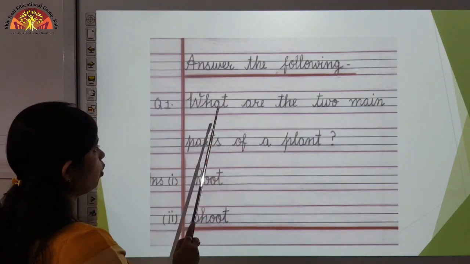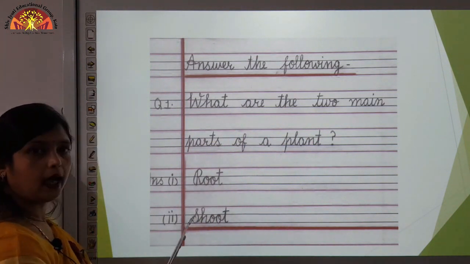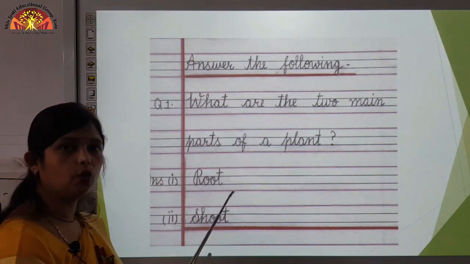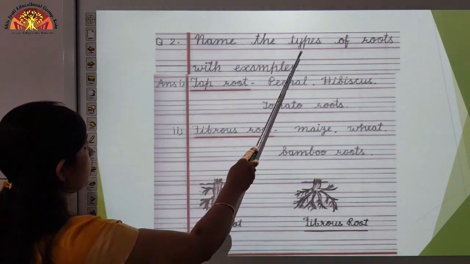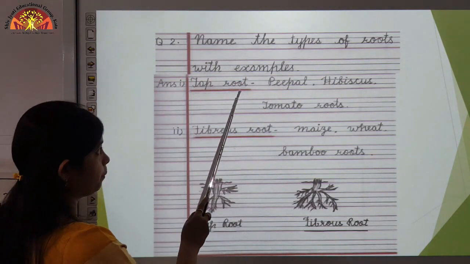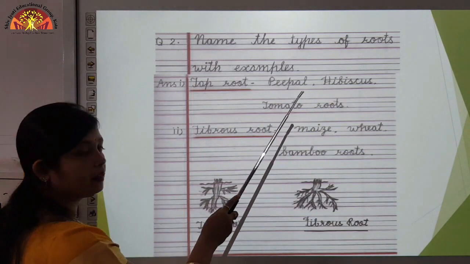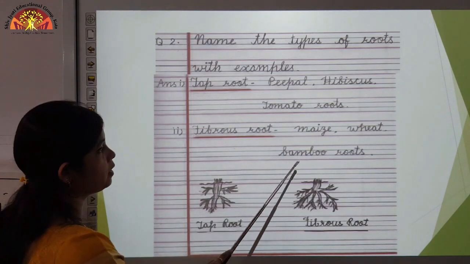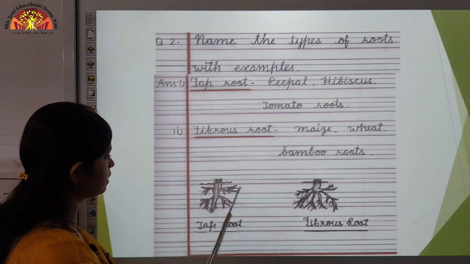Then we come to next. Answer the following. What are the two main parts of a plant? So they are root and shoot. Root that grows downwards and shoot that grows upward. Then name the types of roots with examples. So these are, first is taproot: peepal, hibiscus, tomato. These are the examples. Then fibrous root: maize, wheat and bamboo. These are the examples for fibrous roots, and you can see the diagram also.